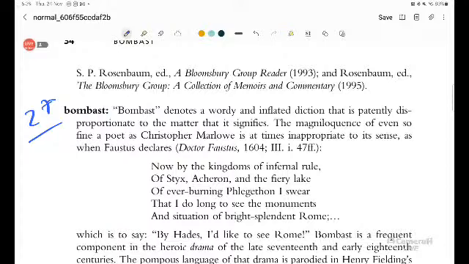As when Faustus declares, now by the kingdom of infernal rule, of Stygian Acheron, and the fiery lake of ever-burning Phlegethon, I swear that I do long to see the monuments and situation of bright splendid Rome.